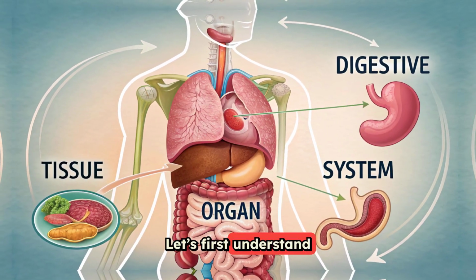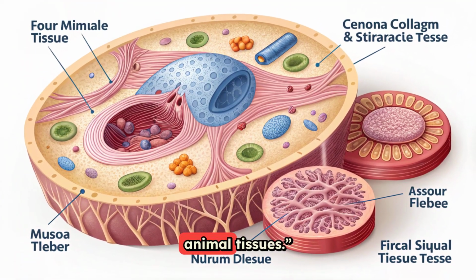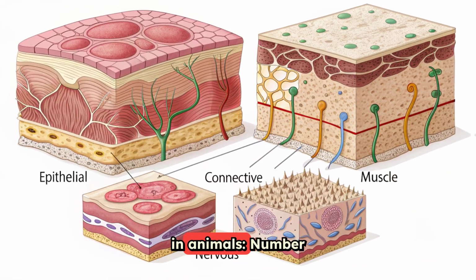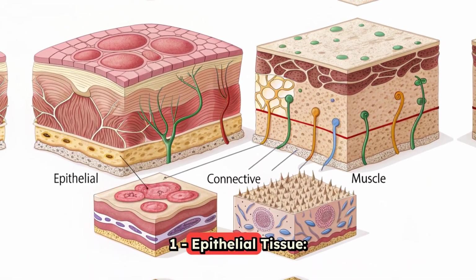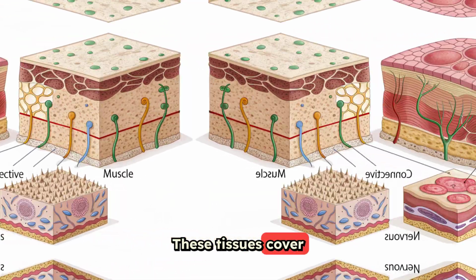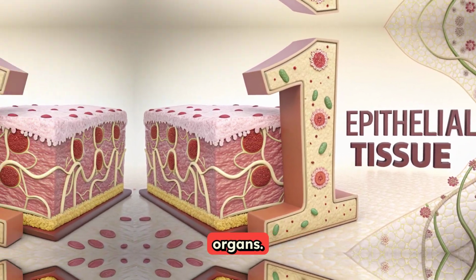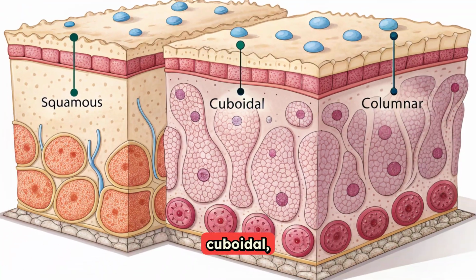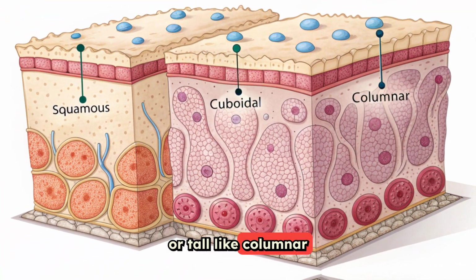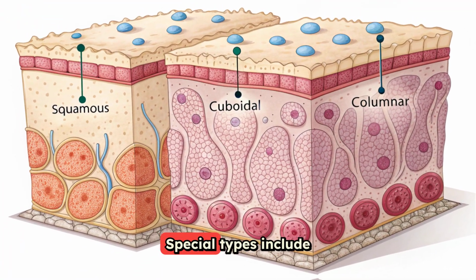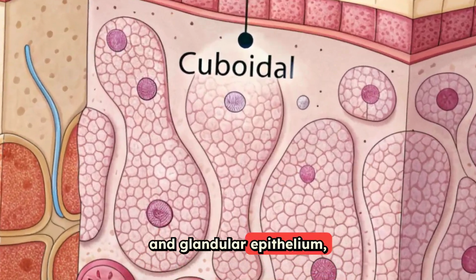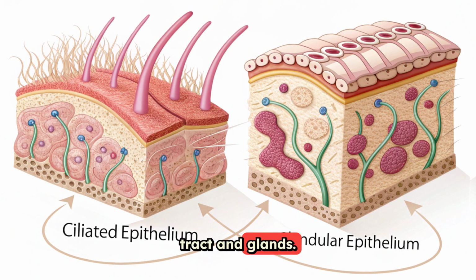Let's first understand the fundamental building block: animal tissues. There are four main types of tissues in animals. Number 1, epithelial tissue. These tissues cover the body and internal organs. They can be flat like squamous epithelium, cube-shaped like cuboidal, or tall like columnar epithelium. Special types include ciliated epithelium and glandular epithelium, found in the respiratory tract and glands.